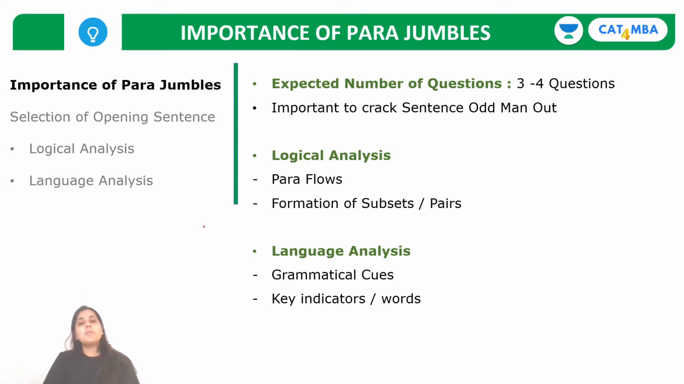Okay, so guys, let's talk about the importance of para jumbles. Now, when it comes to para jumbles, when I say the expected number of questions is 3 to 4, you will ask me, ma'am, how is this the expected number of questions? I will tell you, guys, this is expected based on not just the previous 3 years for para jumbles. I can say this consistently. Throughout the years, para jumbles along with RC has been a consistent and a constant feature in your CAT exams. And not just CAT exam, guys. Take SNAP, take IIFT, take XAT, take NMAT. Whichever management competitive exams there are, take any of them. Para jumble is a regular fixture.